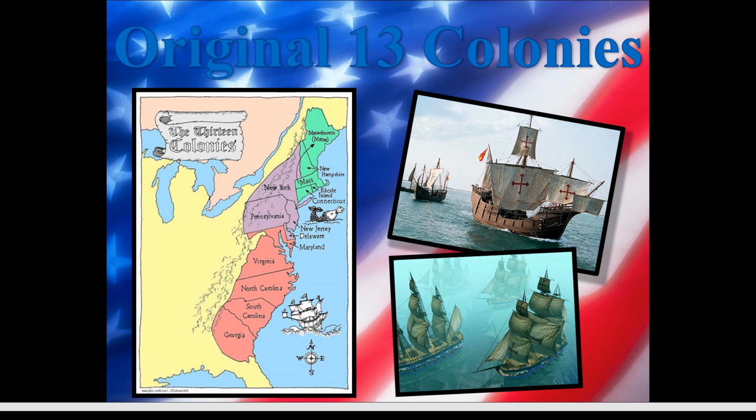So here's the 13 original colonies, okay? So the 13 colonies are New Hampshire, Massachusetts, sorry for the pronunciation, Connecticut, Rhode Island, New York, New Jersey, Pennsylvania, Delaware, Maryland, Virginia, North Carolina, South Carolina, and Georgia. Okay? It was these colonies that came together to form the United States later on.